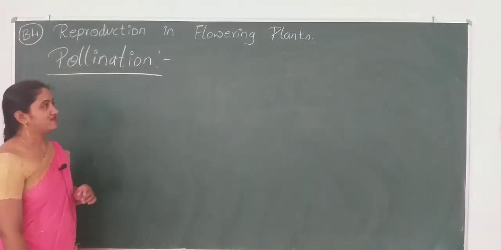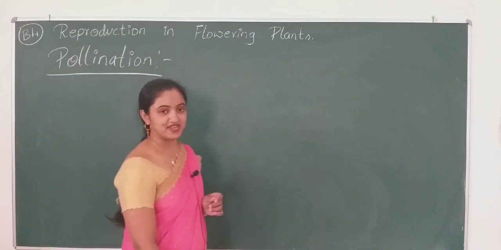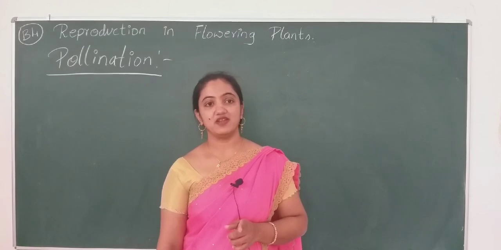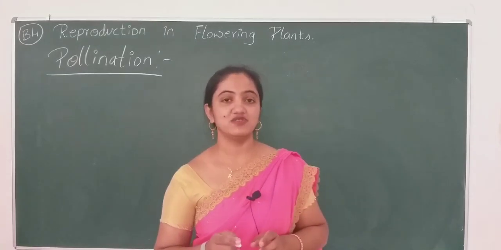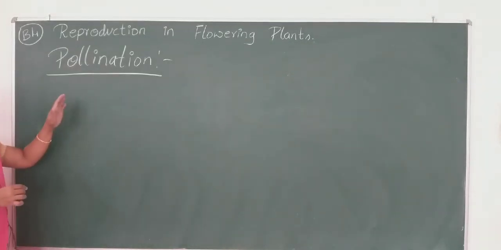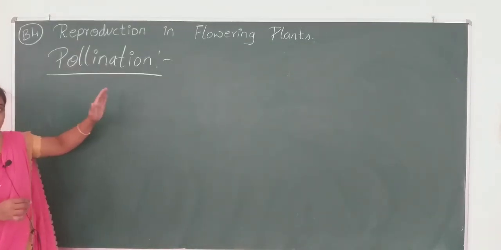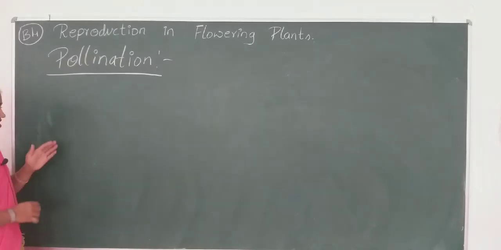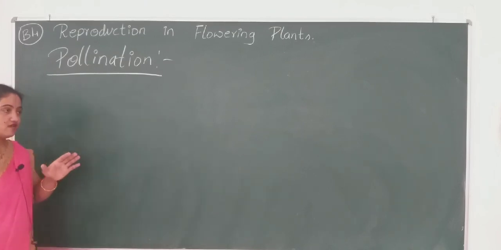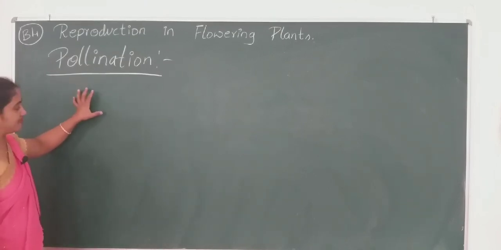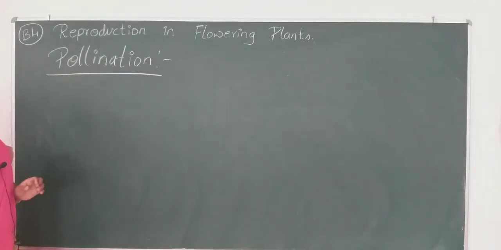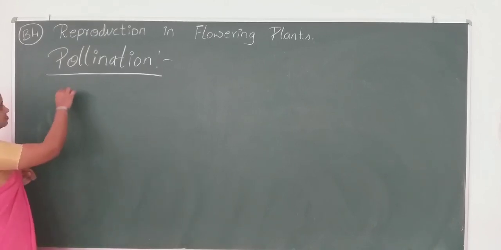Till now we studied how the male gametes and female gametes are produced. The male gamete and female gamete are both non-motile. How do they reach one another and get fused? After they fuse with one another, fertilization takes place. The pathway where the male gamete comes to the female gamete is nothing but pollination. We'll study the definition of pollination.